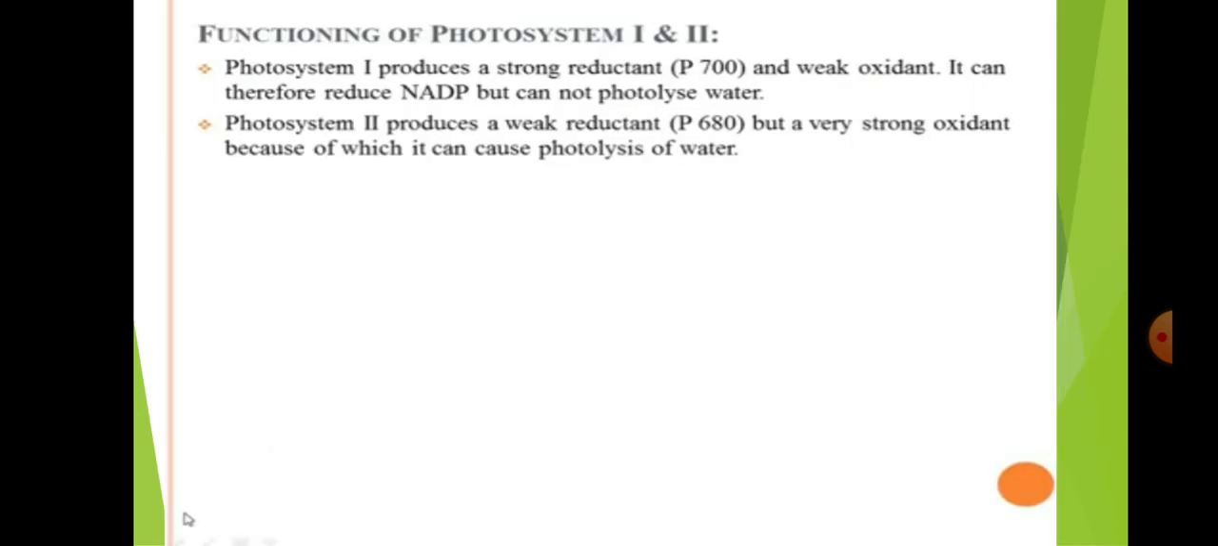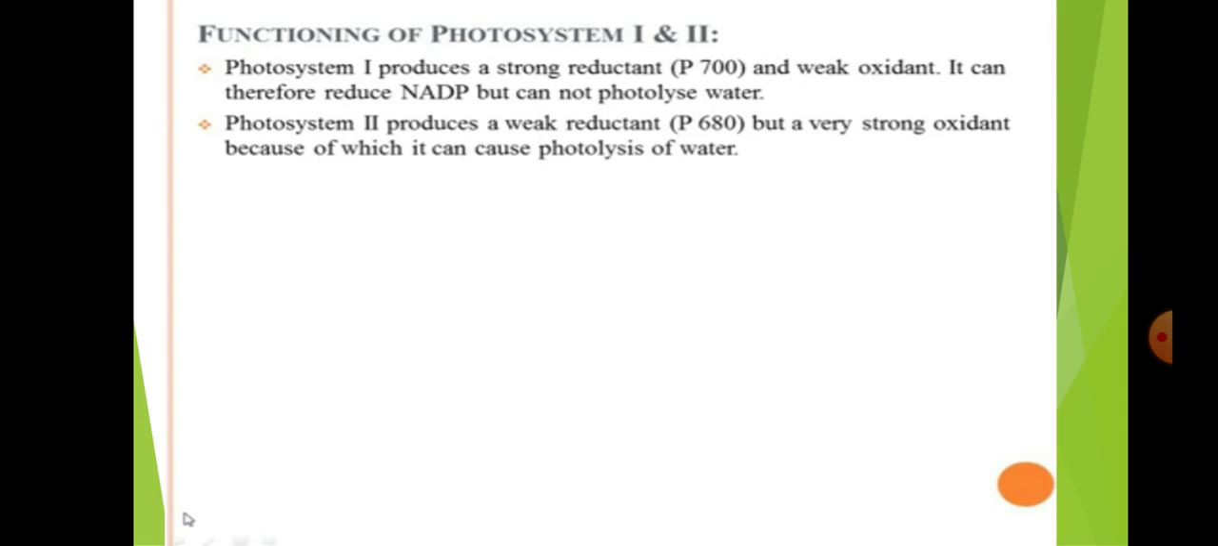Then the functioning of photosystem 1 and 2. Photosystem 1 produces a strong reductant, P700, and a weak oxidant. It can therefore reduce NADP but cannot photolyze water. It reduces NADP to NADPH.